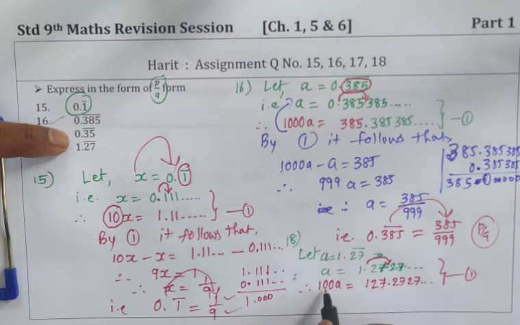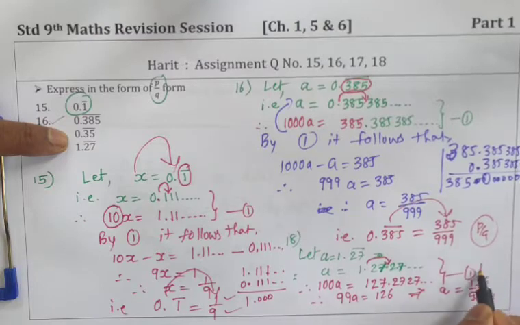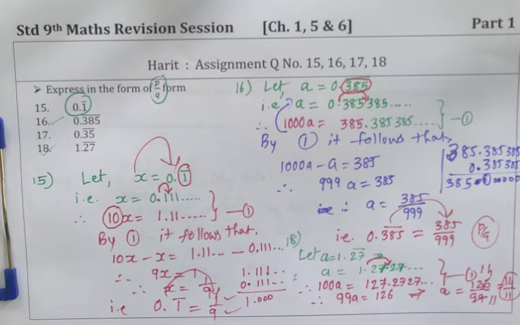I'm writing directly. 100a minus 1a is 99a, and this minus this gives me 126. That implies a is equal to 126 upon 99. This time both are divisible by 9: 9 times 11 is 99, 9 times 14 is 126. So that is equal to 14 upon 11. Is that clear to you, children? Okay. Let's move ahead.